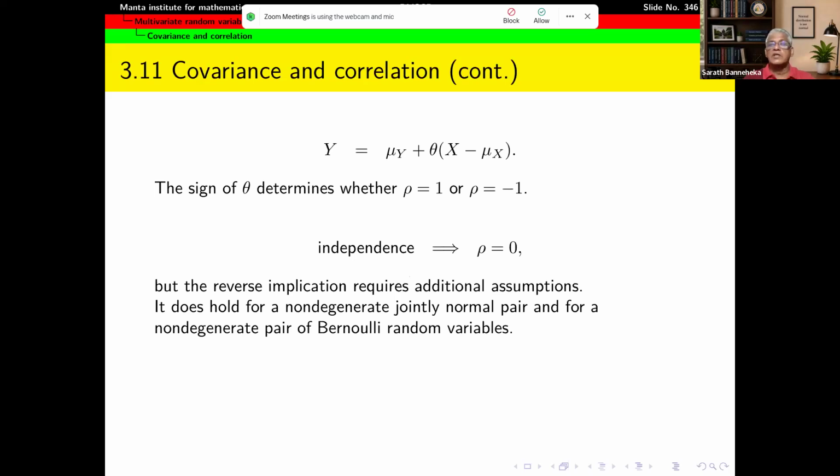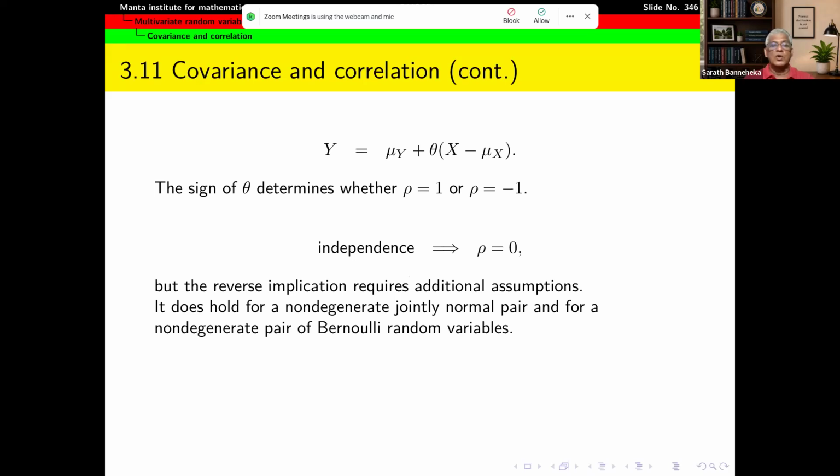If in addition x and y are independent, of course, we know that if x and y are independent, covariance between x and y is equal to 0. Therefore, rho, that is the correlation coefficient, will also be equal to 0. But the reverse implication requires additional assumptions, as in the covariance case. I stress that covariance equal to 0 does not imply independence necessarily. Similarly, correlation equal to 0 does not necessarily imply independence.